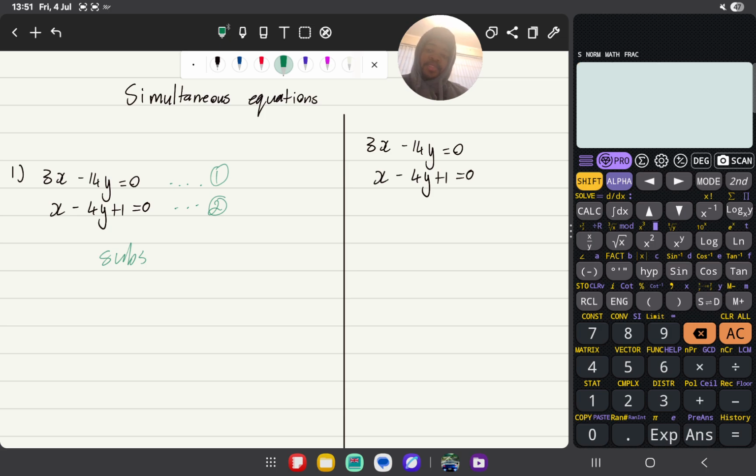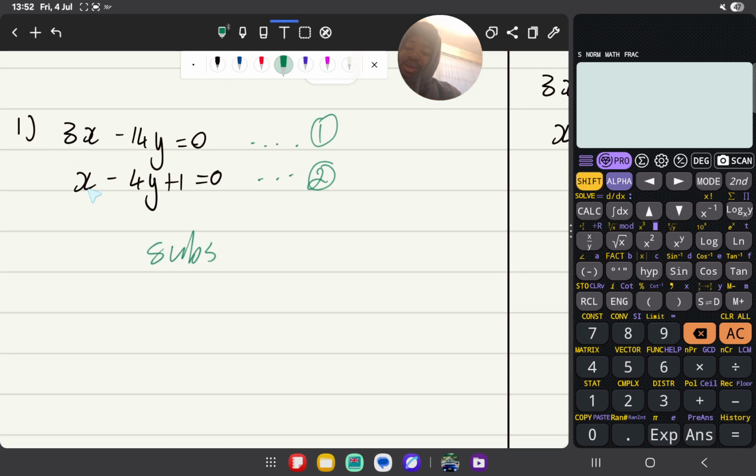Cool. So here, when you use the substitution method, you want to pick one variable and make that one variable subject of the formula. Then later on, you're going to take that variable, substitute it in a different equation to find the other variable. Okay, let's do it now.